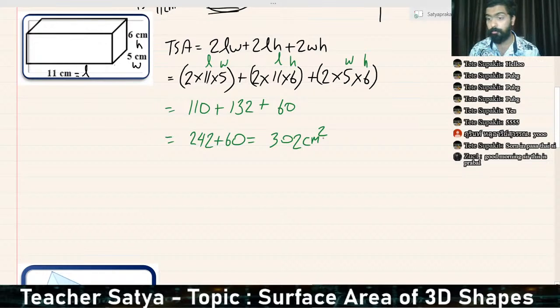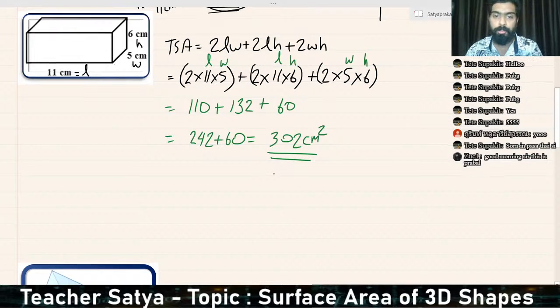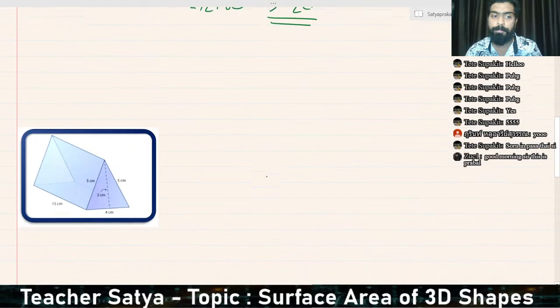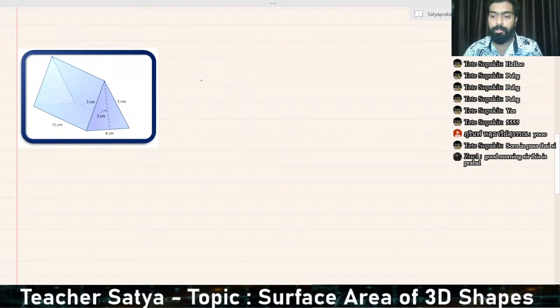Okay guys, it's very important to write down the unit. The units of area or anything to do with area, let it be area, surface area, or lateral surface area, all of it would be square centimeter. Okay guys, so in this one we have 302 centimeter square. Now let us go to the next one right here.